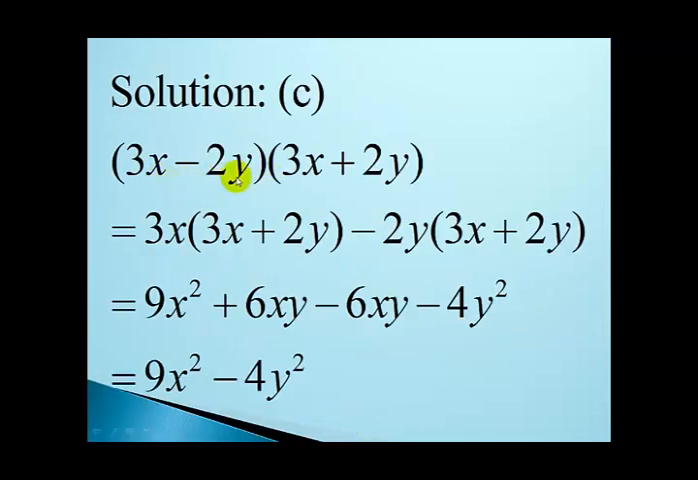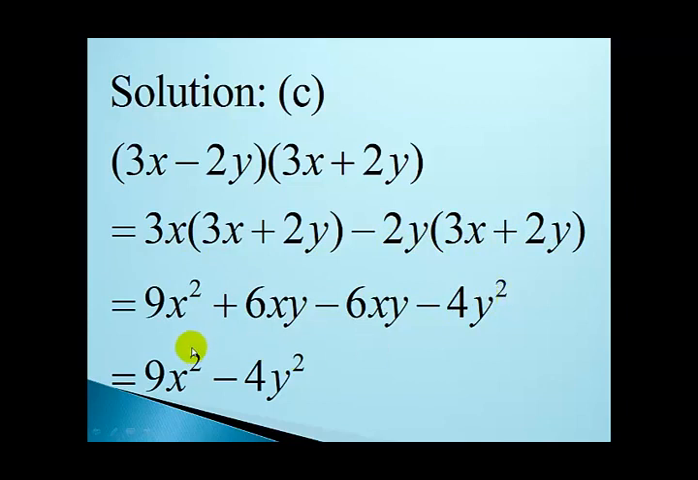Now 3x minus 2y times 3x plus 2y. So 3x multiplies all the expression in the second bracket. Then minus 2y also multiplies the second bracket. Now 3x times 3x will give us 9x squared. Plus 3x times 2y will give us 6xy. That is 3 times 2 will give us 6, and x times y will give us xy. Minus 2y times 3x will give us 6xy, and y times x is the same as xy. Minus 2y times 2y will give us minus 4y squared.